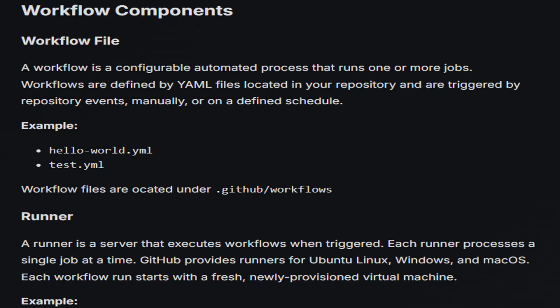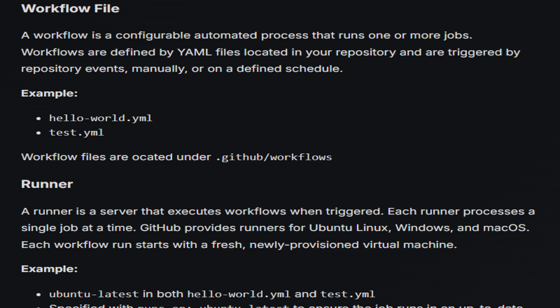Workflow components. A workflow is an automated process that executes one or more jobs defined by YAML files in a repository. These workflows can be triggered by events, manual actions, or scheduled times. An example of workflow files includes helloworld.yml and test.yml, which are located in the .github/workflows directory.